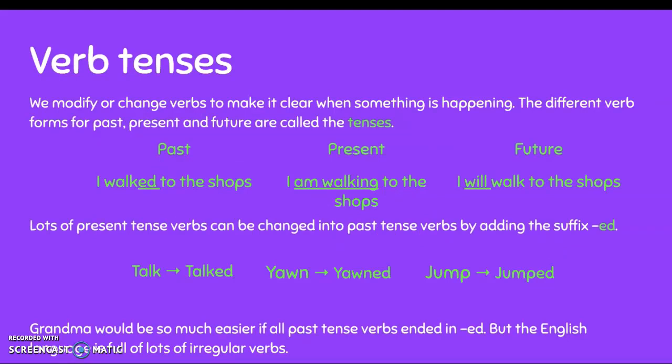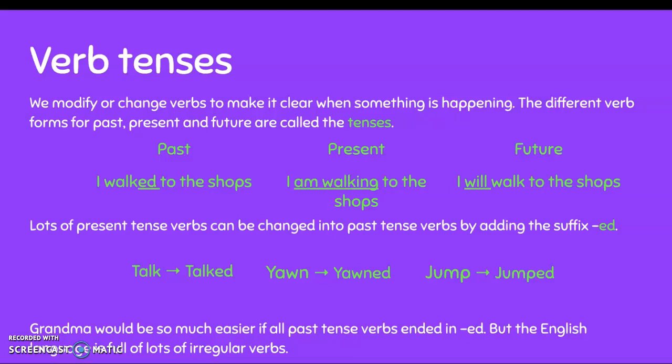We modify or change verbs, doing words, to make it clear when something is happening or when something has happened. The different verb forms for past, present and future are called tenses. So past tense: I walked, ed, walked to the shops. Present tense: I am walking to the shops. Future tense: I will walk to the shops.